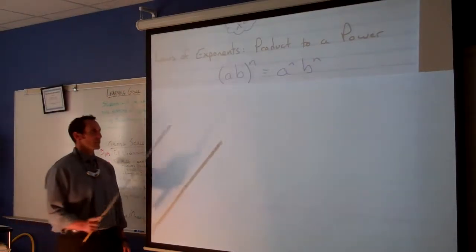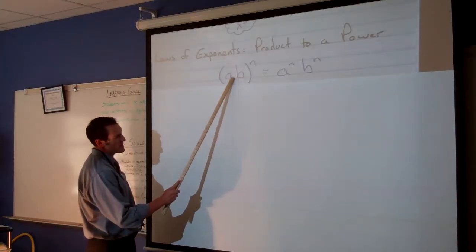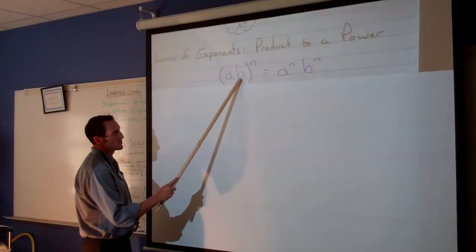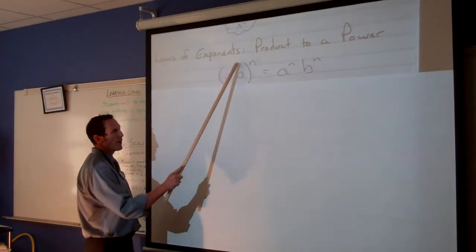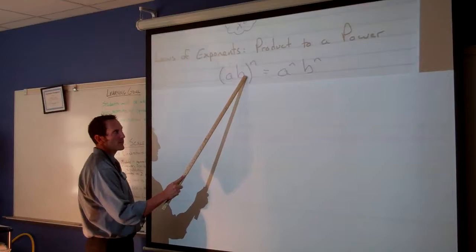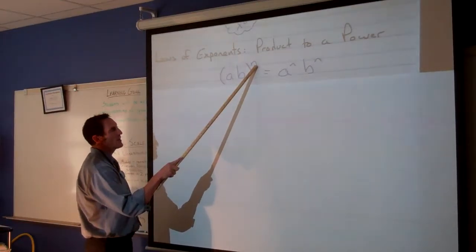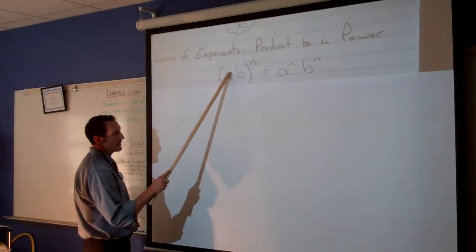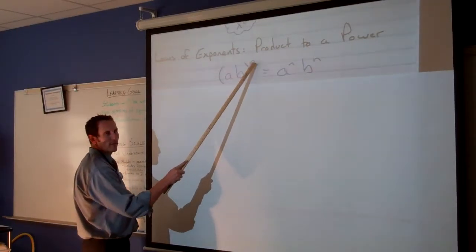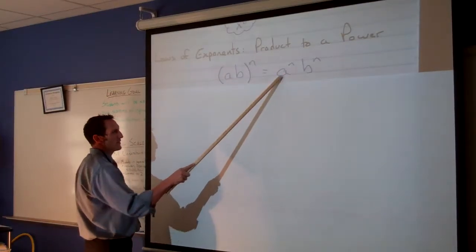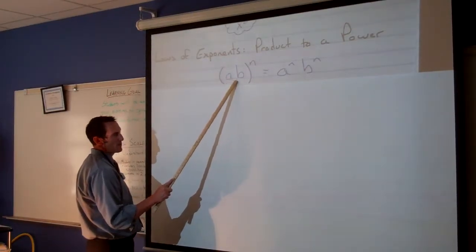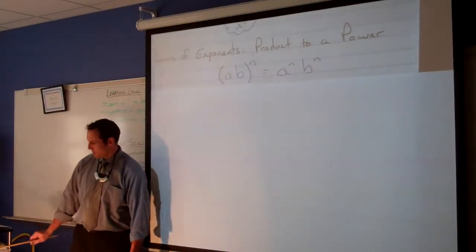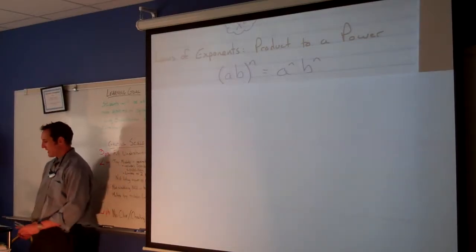This law states that if you have two or more numbers being multiplied together, and that whole product is being raised to a power, the law that you can use is that that exponent can then be applied to each of the factors in that product. So if we have a times b to the nth power, that's a to the nth power times b to the nth power, because everything that's happening is multiplication.